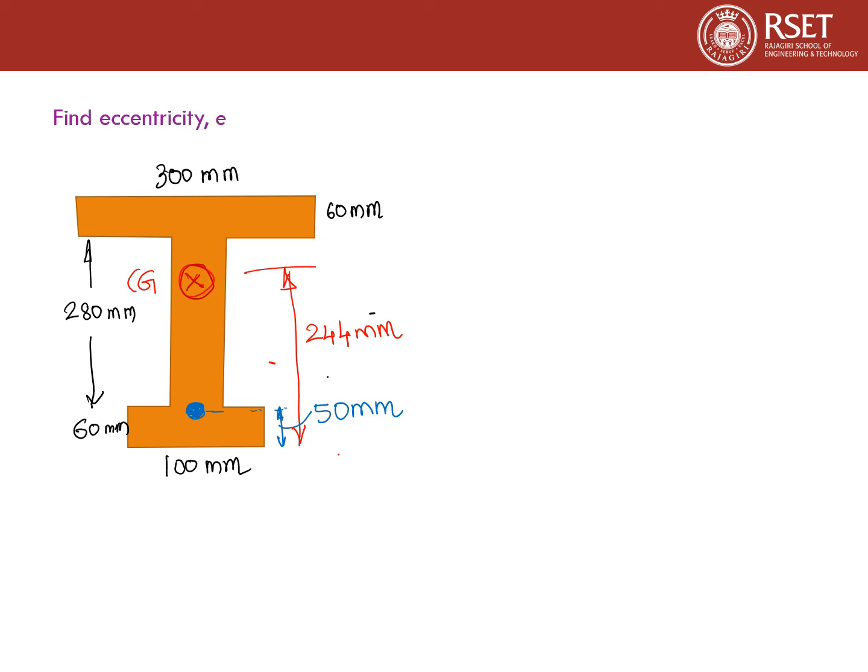Eccentricity will be the distance between the CGC and the CGS, that is, the centroid of the cross section of concrete and the centroid of the tendon. So eccentricity will be equal to 244 mm minus 50 mm. That will come to 194 mm.